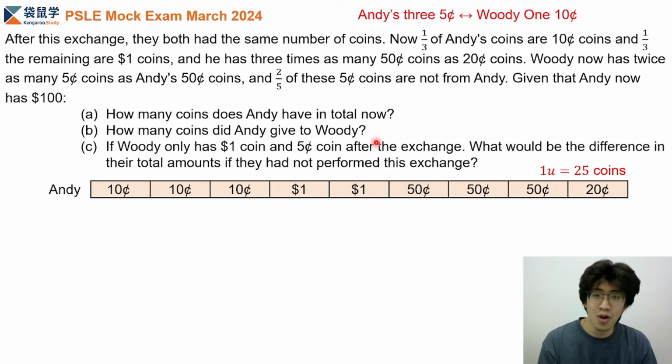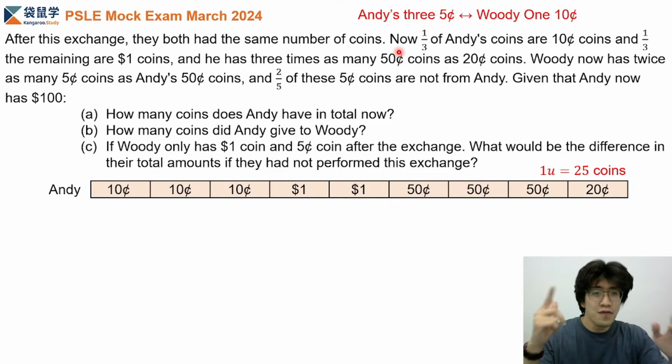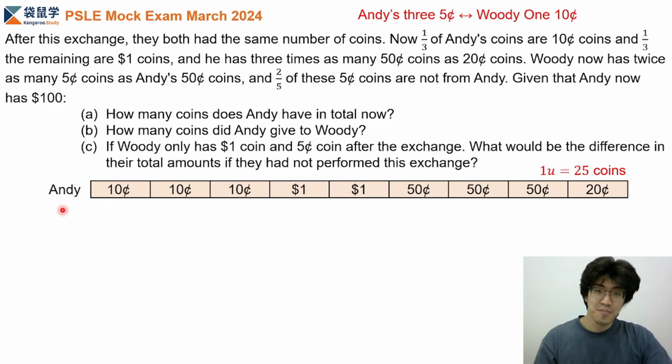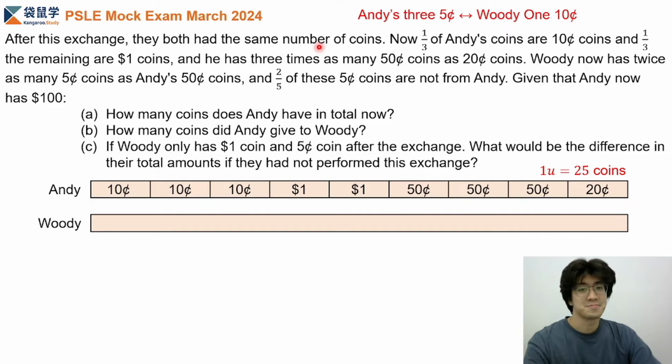How do I draw the model for Udi? Well, let's look at the questions. They both have the same number of coins. So if I were to draw the model for Udi, then how would this model look like? It should have the same length as Andy because they have the same number of coins. So let me draw it out.